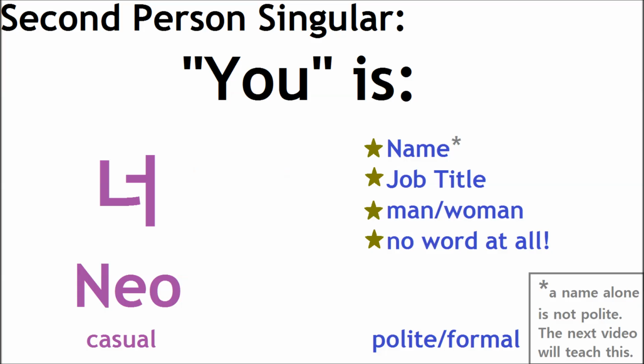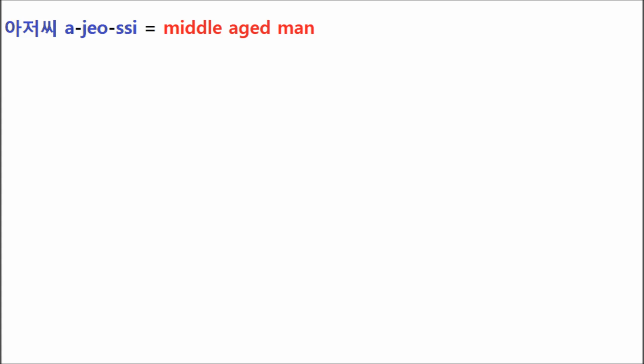So like I said, either you drop the word you entirely, or you replace it with a person's name, job title, or something like man or woman. We're going to go over job titles in a future video. As for man and woman, here we go. She, she. Middle-aged man. Ajuma, ajuma. Middle-aged woman. Be careful with this one. Don't use it for any woman who looks under 45 years old.